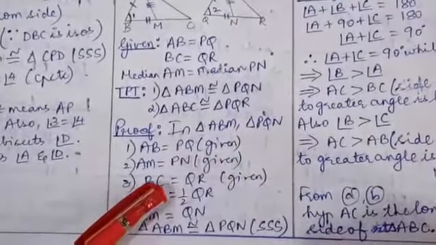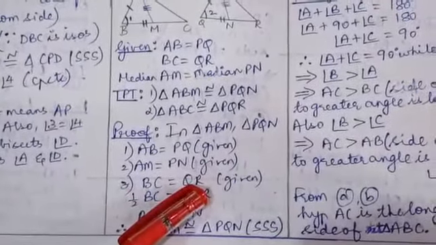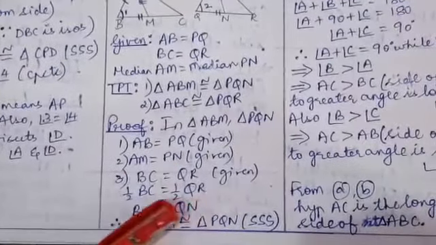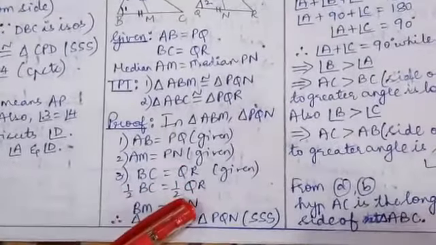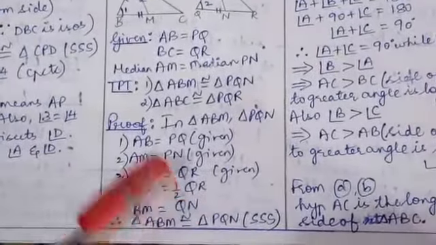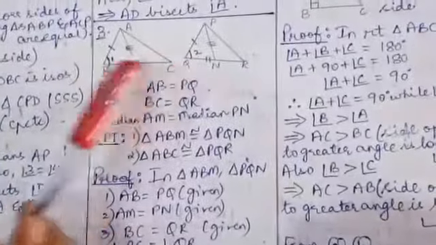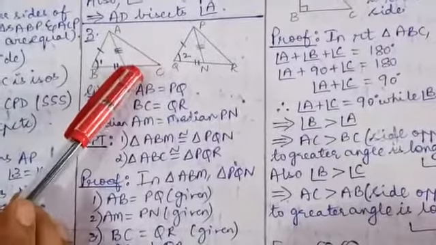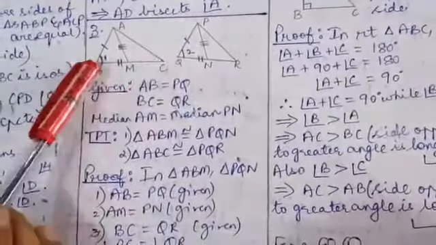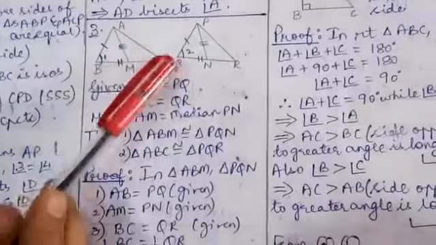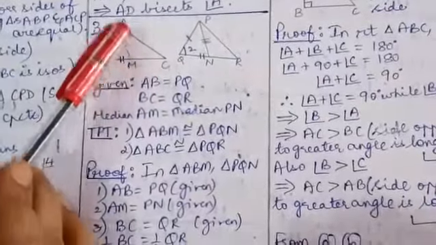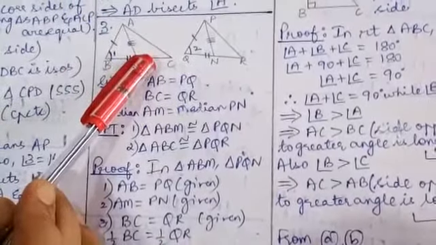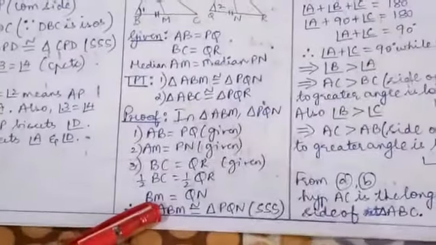So we have BC is equal to QR given to us. Now when two things are equal, their halves are also equal. So half of BC will be equal to half of QR. And what is half of BC? Half of BC can be BM or CM. Why? Because AM is the median, which means M is the midpoint of BC. So half of BC is BM or CM, but we'll say BM because we have taken up the triangle ABM. So half of BC is BM.